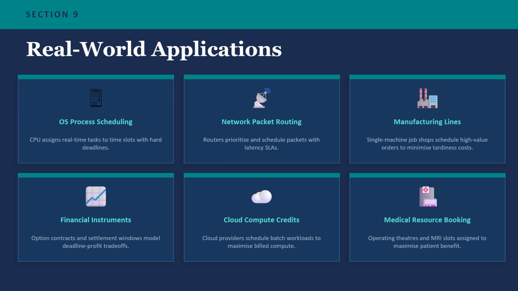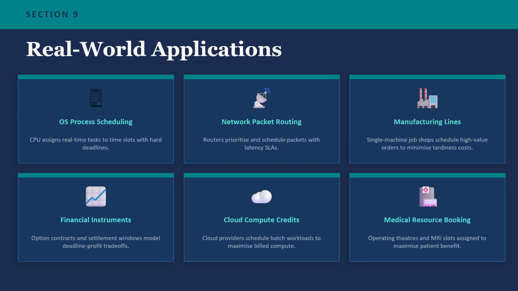You might be wondering, when does this actually show up in the real world? The answer is everywhere. Operating systems use variants of this algorithm to schedule CPU processes with hard real-time deadlines. Network routers prioritize and schedule packets with strict latency SLAs, exactly the single machine, unit task, deadline-bound model.